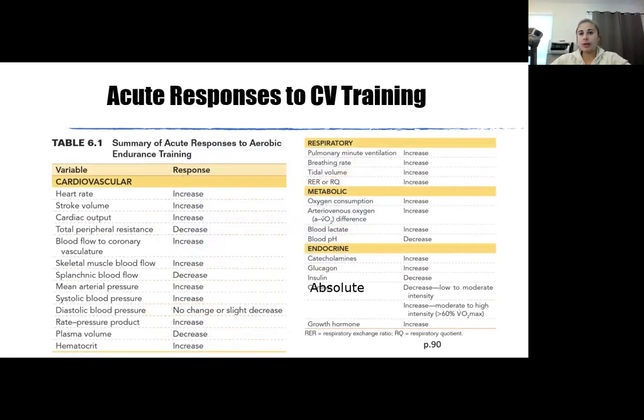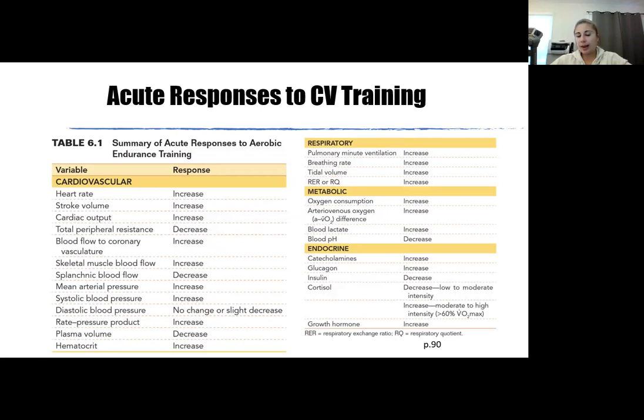So here we go, this is a summary chart from your textbook of acute responses to cardiovascular training. We'll go through some of them. Again, I'm not going to go through every single one in detail, but just highlight some key things that happen, and I already explained some of them, right? We know heart rate goes up, stroke volume, cardiac output. So we're good with all those. I want you to remember the term total peripheral resistance. Hopefully you might remember that.